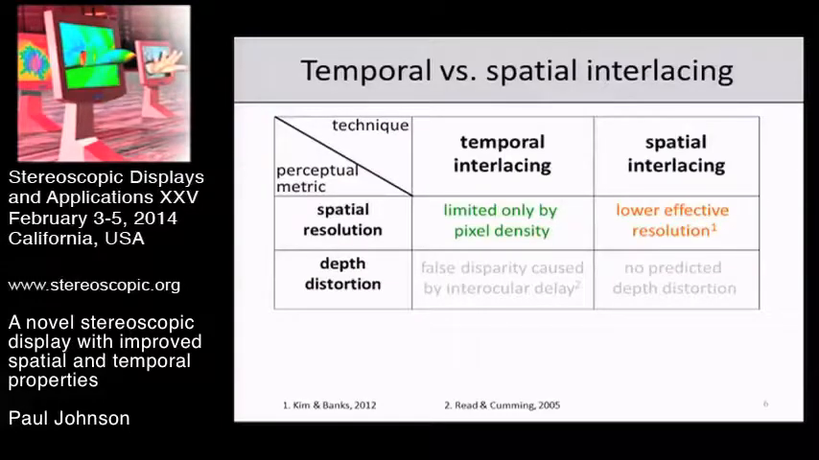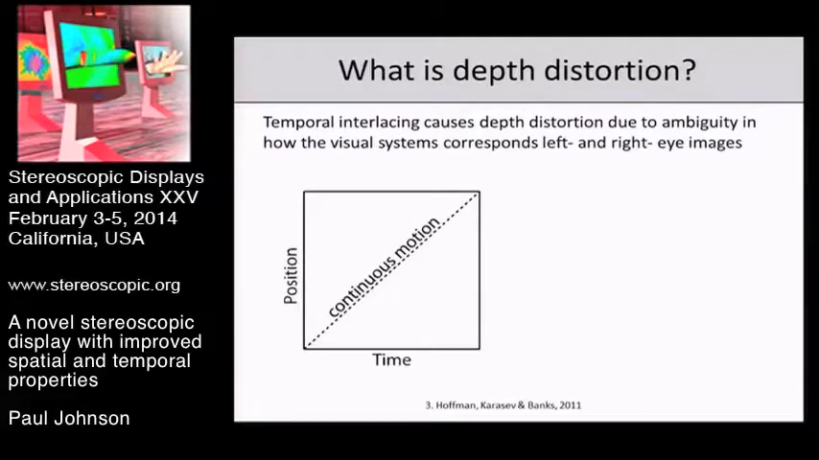So that's a problem that we want to try and address. Another issue, and this is maybe less obvious, is that temporal interlacing tends to have depth distortions caused by this delay between the left and right eye views, while spatial interlacing does not have that problem. So let's think about why that happens for a moment.